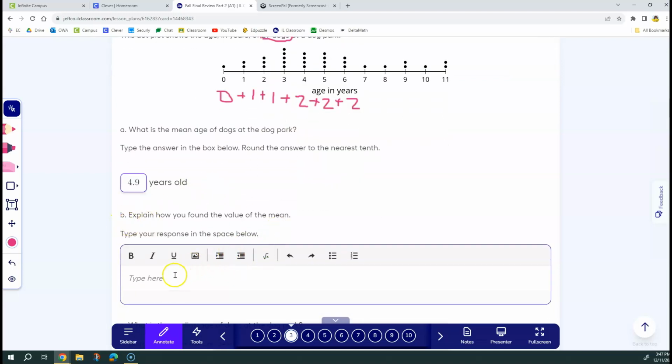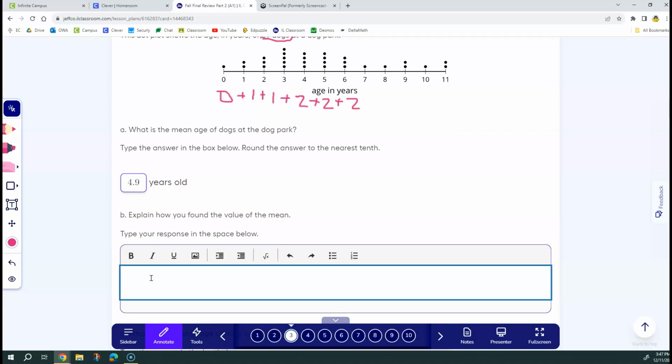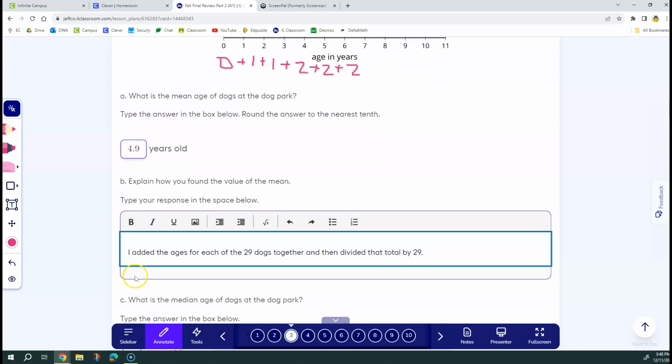How did you explain how you found the value of the mean? I added the ages for each of the 29 dogs together and then divided that total by 29 because that's how many dogs are in the survey.